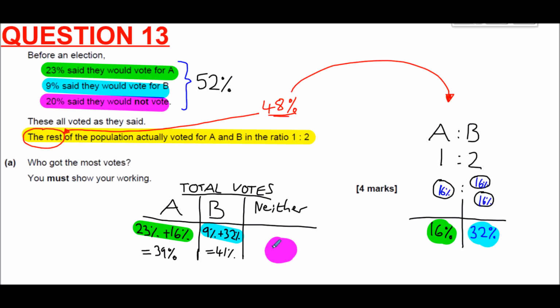So people who didn't bother voting were 20%. So who got most votes? Well, it's definitely between A and B, and the leader is B, because 41% of votes is slightly higher than 39%. So therefore, we can say B got the most votes.